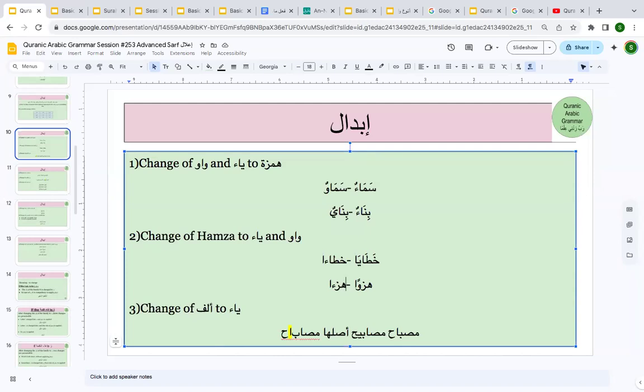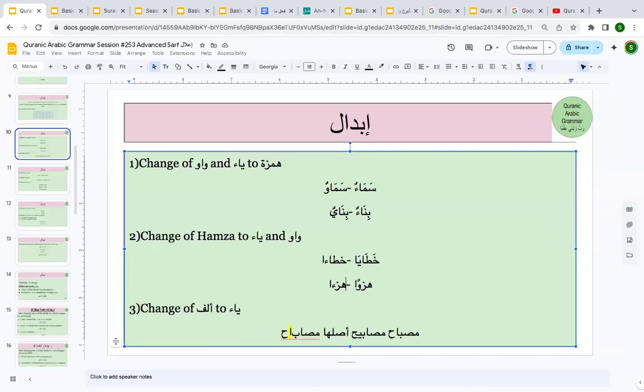So what is exactly the root letters of the word huz'an? Originally, the word was asluha is huz'an. But what are you seeing here? It got changed into huzwan. Have you seen that word in Quran? Yes, right? Very many times.